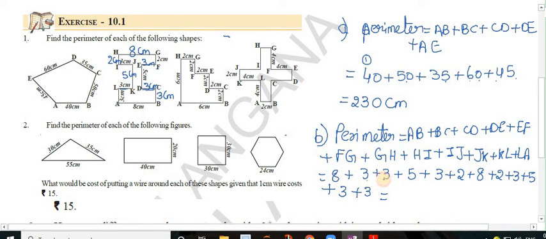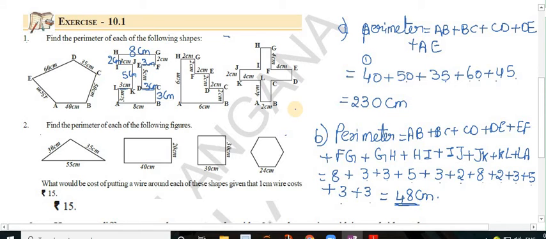8 plus 3 11, 11 plus 3 14, 14 plus 5 19, 19 plus 3 22, 22 plus 2 24, 24 plus 8 32, 32 plus 2 34, 34 plus 3 37, 37 plus 5 42, 42 plus 3 45, 45 plus 3 48, 48 centimeters.